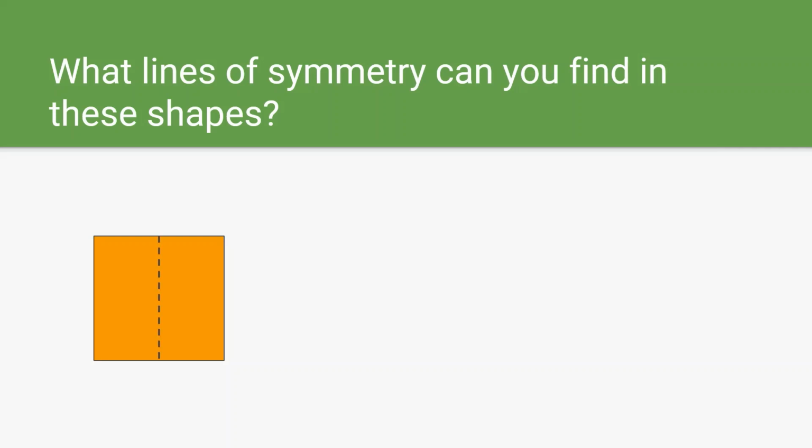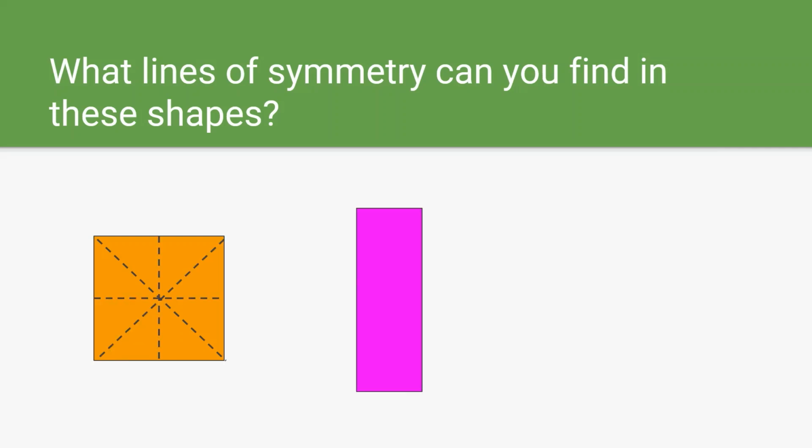Let's look and see the lines of symmetry in the square. Here's one line of symmetry. Here's another line of symmetry. Here's another line of symmetry. And one more line of symmetry. Wow, the square has 4 lines of symmetry.